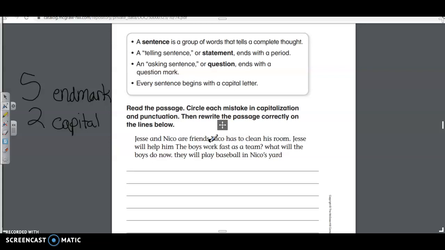Just have to make sure you can see it. Time for your turn to write. Okay. Then it says Nico has to clean his room. Okay. Then what does it say? Jesse will help him. Do we need to stop there or do we keep going? Stop. Okay, so what does that mean? It needs an end mark. Jesse will help him. Is that a telling statement or a question sentence?